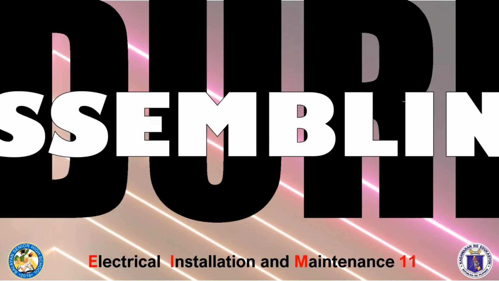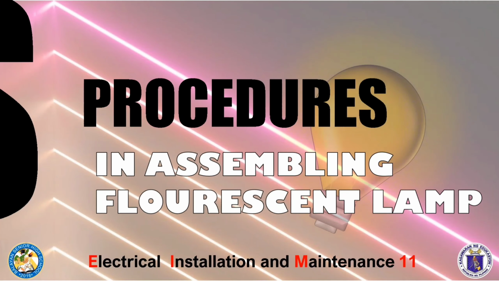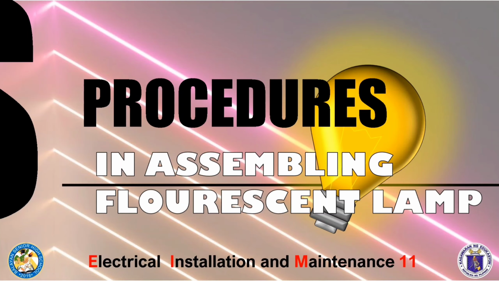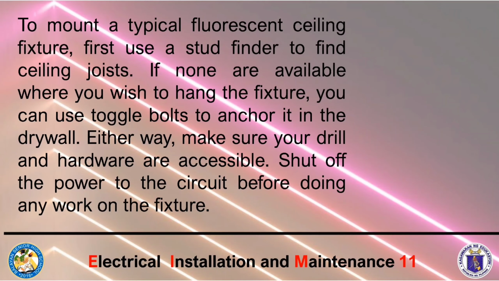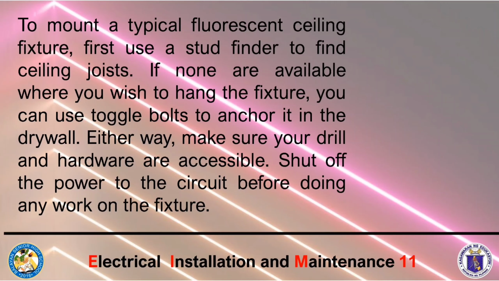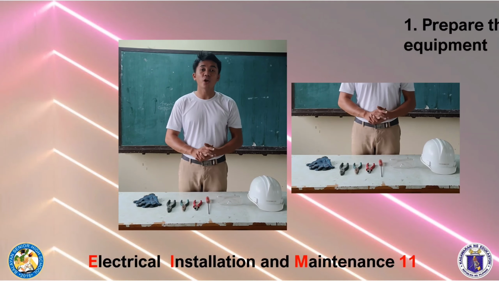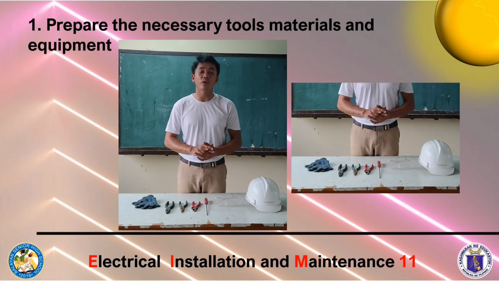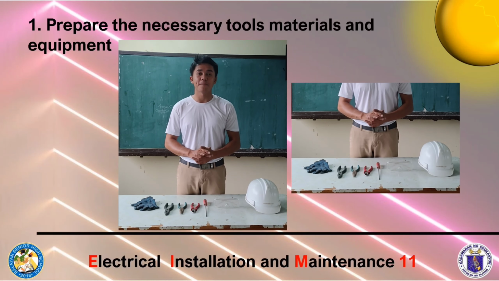Now, let's move on to the procedures in assembling a fluorescent lamp. For us to mount a typical fluorescent ceiling fixtures, we should first use a stud finder to find ceiling joists. If none are available where you wish to hang a fixtures, you can use toggle bolts to anchor it on the drywall. Always shut off the power to the circuit before doing any work on the fixture. We're going to discuss the procedures on how to install or assemble a fluorescent lamp.